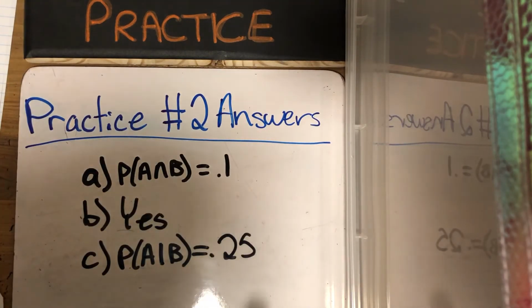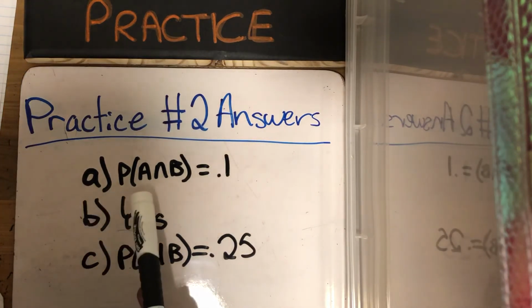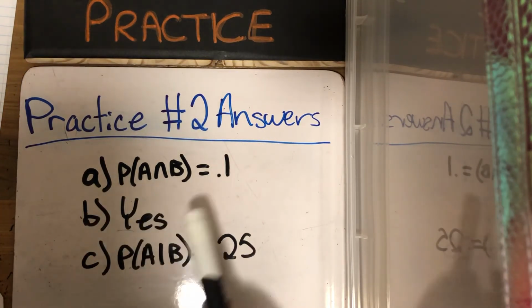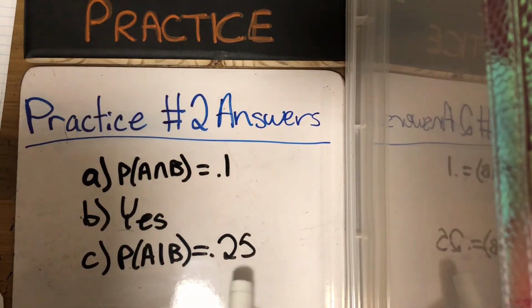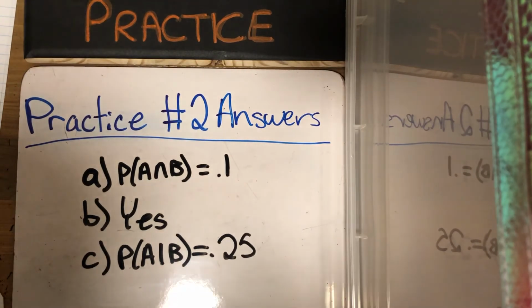To recap, here are the answers for the second practice problem. Part A was the probability of the intersection of A and B equals 0.1. Part B was yes, they were indeed independent. And part C was that the probability of A given B equals 0.25. So make sure that those are your answers. Check them.